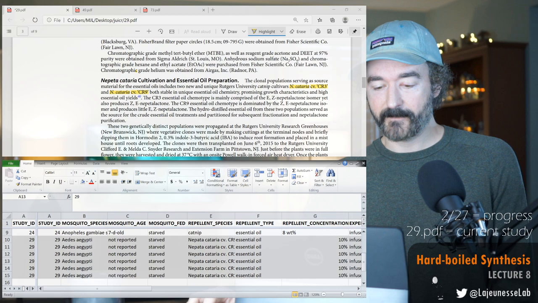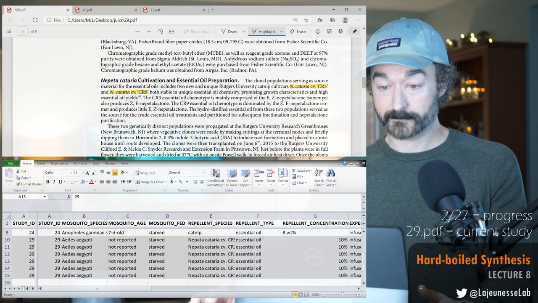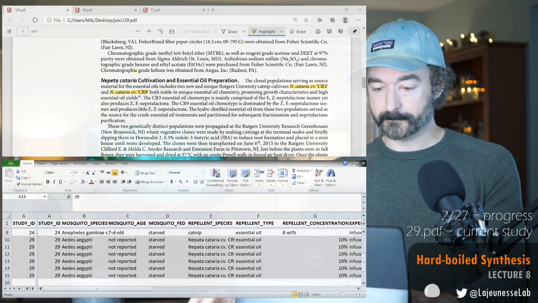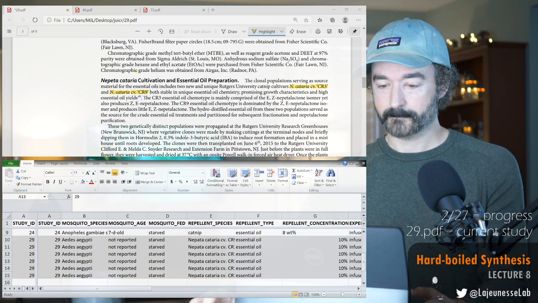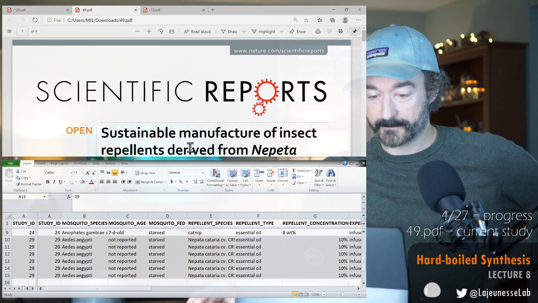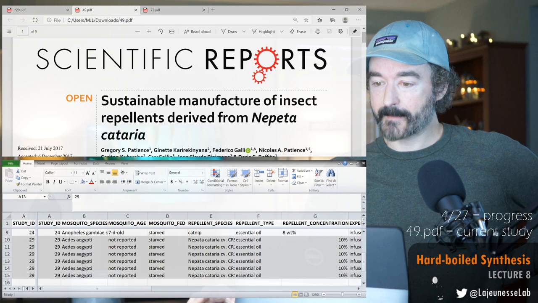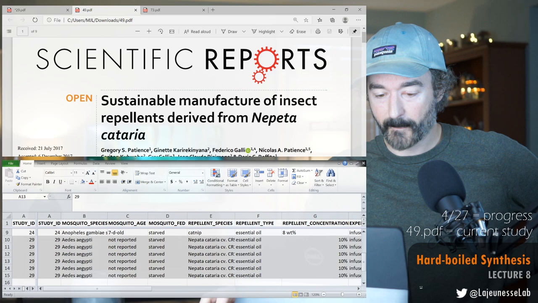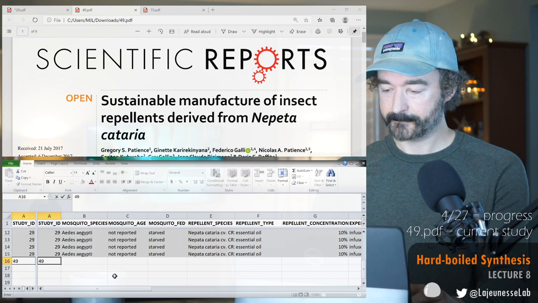So this next study is number 49. I'll bring it up here. Another Scientific Reports one. This seems like a popular place to publish catnip stuff. I mean, it's good because it's open access. All right. So study 49. Sustainable manufacture of insect repellents derived.